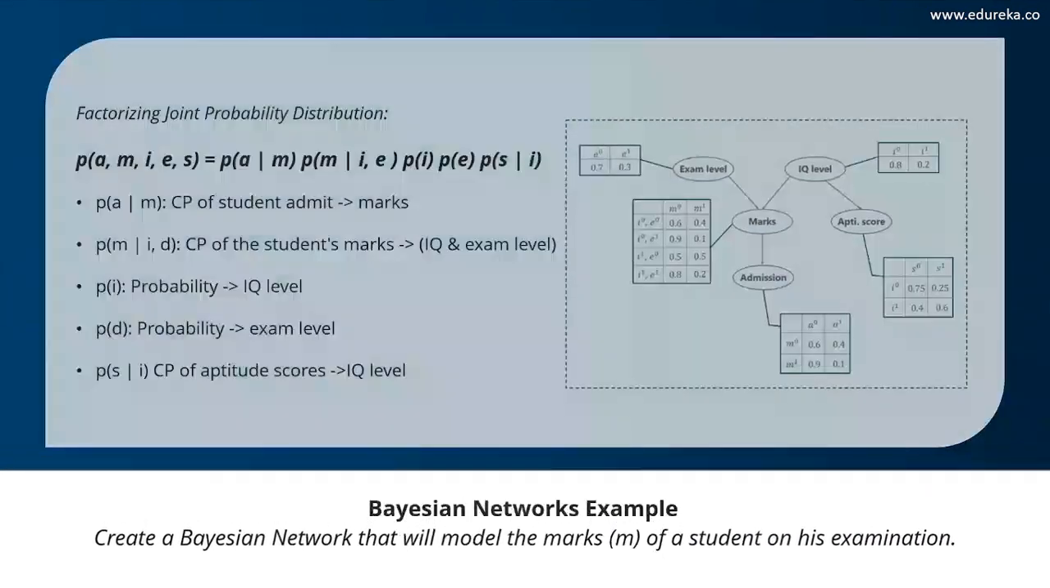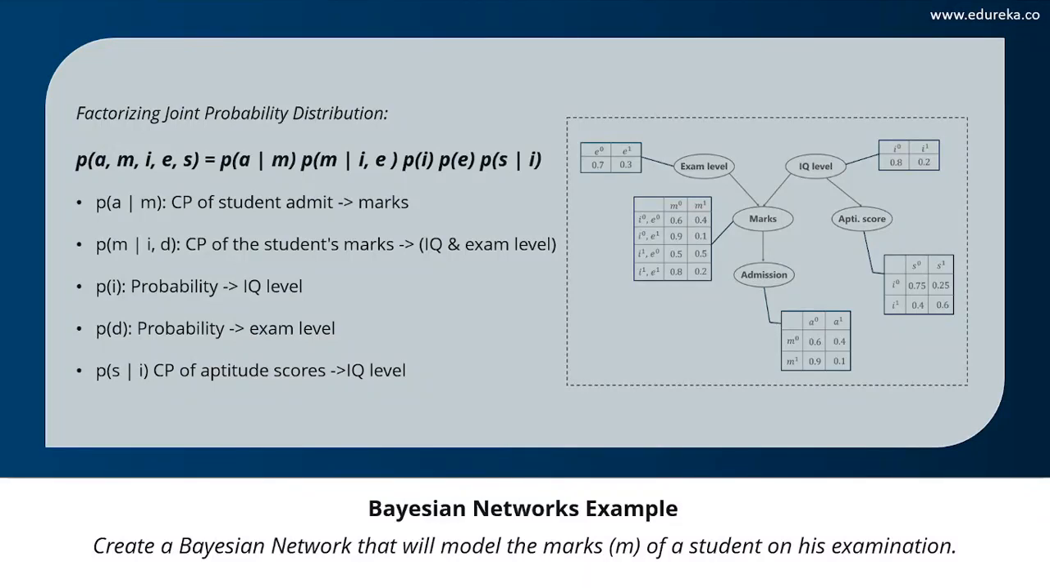Like I mentioned, this graph clearly shows how each variable, or each node, depends on its parent nodes. Since we're creating a Bayesian network that will model the marks of a student on his examination based on his performance, what we're going to do is factorize a joint probability distribution. The joint probability distribution, like I mentioned earlier, is the probability of events occurring at the same time. If you take a look at this slide, there is a formula for the joint probability distribution. I mentioned all the variables: probability of A, M, I, E, and S.